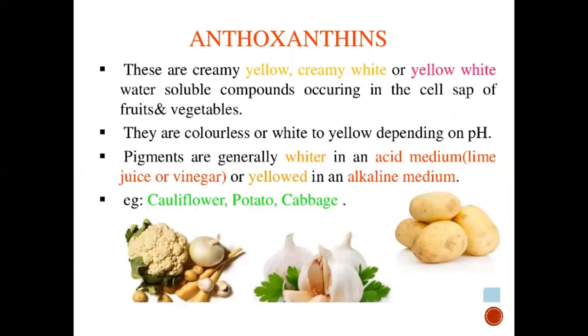Next one is anthoxanthin. These are creamy yellow, creamy white, yellowy white, for example, in garlic, cauliflower, potato, etc. This is also a water soluble component. They are colorless or white depending on the pH. They are generally white in acid medium like lime juice. When you add these things, it becomes white, and it becomes yellow in an alkaline medium like sodium bicarbonate, etc. The examples of anthoxanthin are cauliflower, potato, cabbage, garlic, etc. All those white foods contain anthoxanthin.